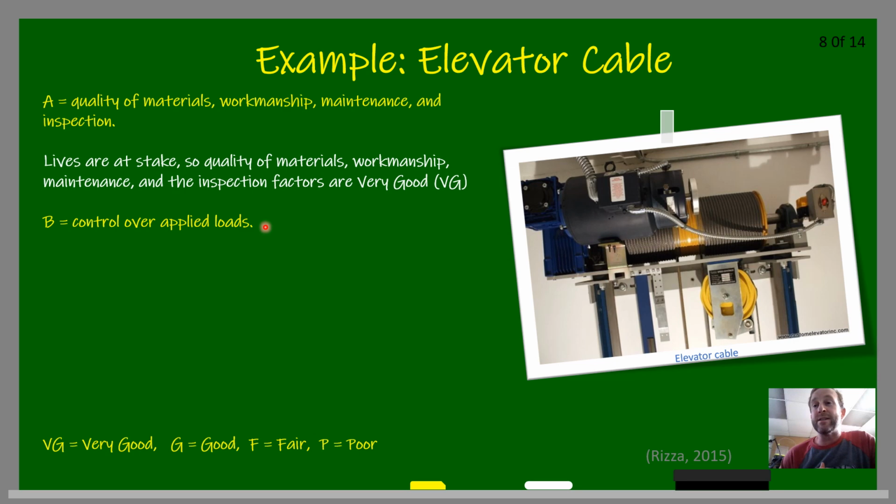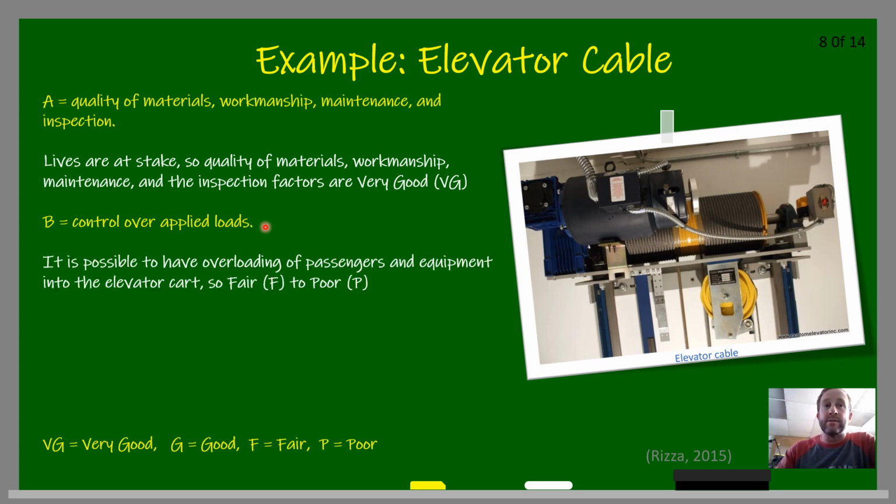It says capacity of 10, and now you have 15 people, and somehow you got a mattress in there, which isn't too heavy, or some other supplies or equipment, or maybe you didn't put people, lots of equipment, you just pack it full and send it on up to someone to unload. It could easily be overloaded, right? So in that case, I wrote, it is possible to have overloading of passengers and equipment in the elevator car. So fair to poor for that scenario.